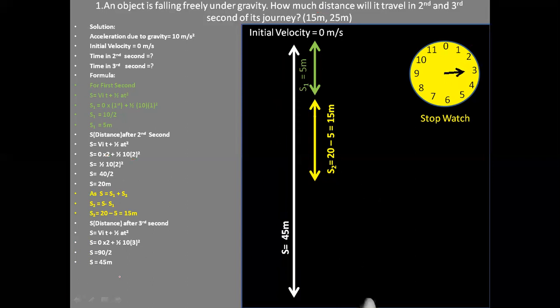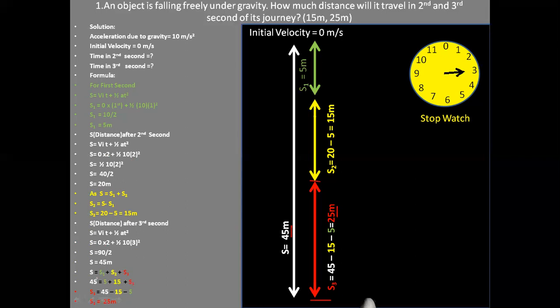Yes, from here. The total time in this case is 3 seconds, but we have to calculate the displacement for the third second, from here till here. So what will be the distance? This much distance was equal to 5 plus 15, which is 20, and we'll subtract it from 45 meters. So what do we get? Yes, we'll get S3, which is equal to 45 minus 15 minus 5, which is equal to 25 meters.